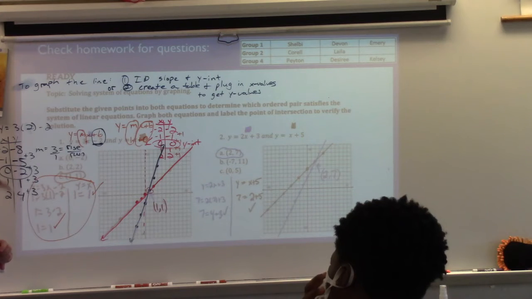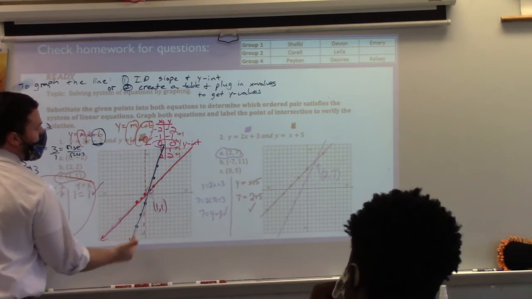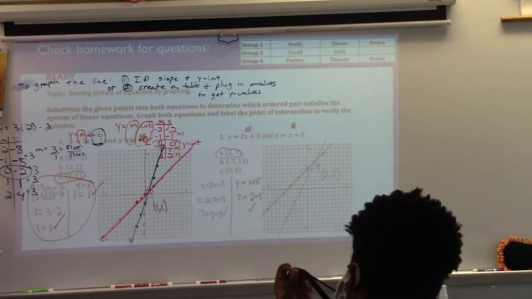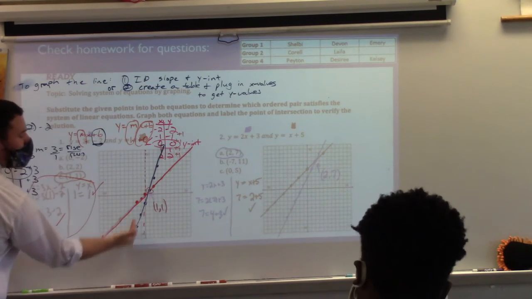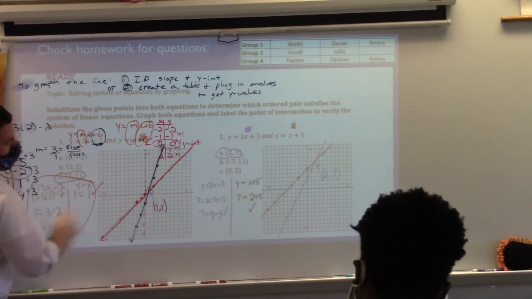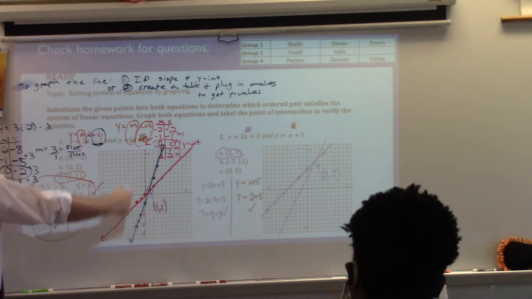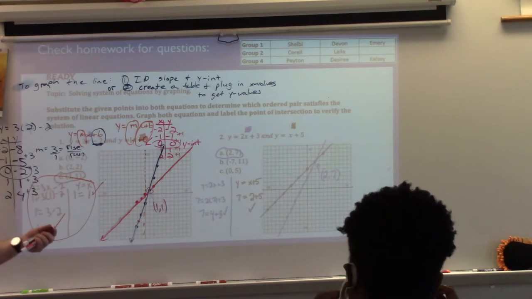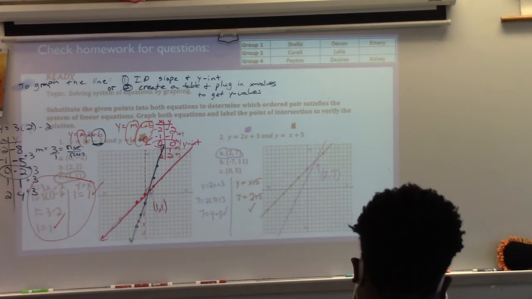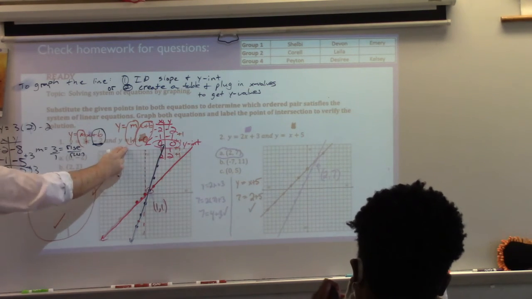And you cannot forget this detail. Every point on this blue line makes the blue equation true. That's why it is graphed, and that's why we connect the points. Even this point right here that I don't have an actual point at, guess what that point does to this equation? Makes the equation true. There we go. Every point on this red line makes the red equation true.